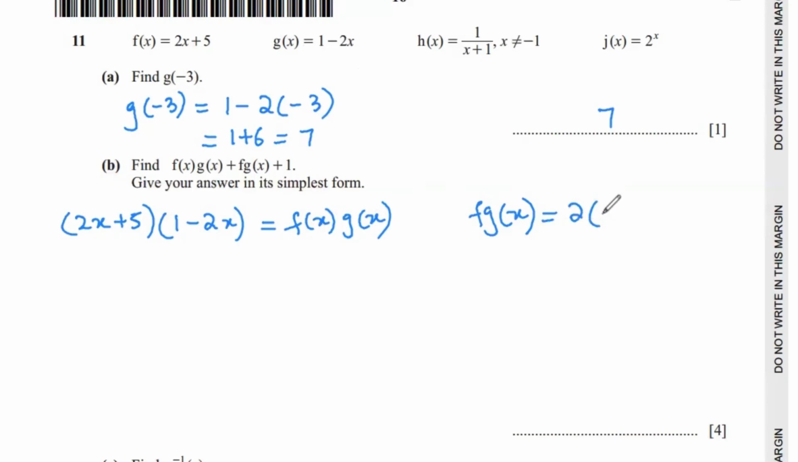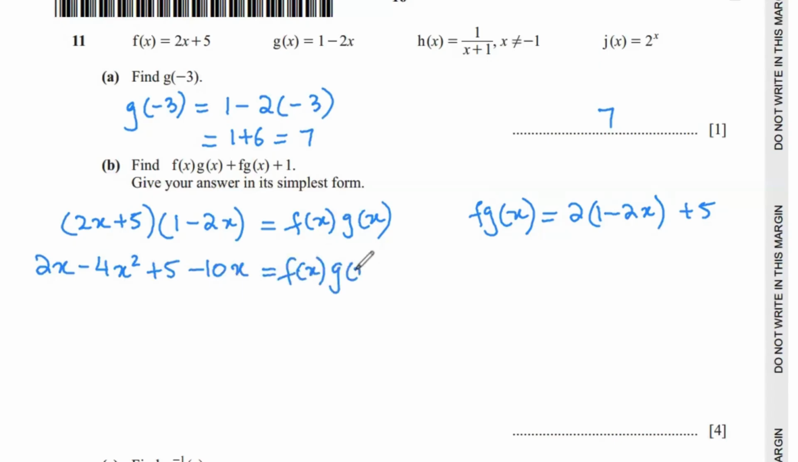That means g of x becomes the domain of f of x. So these two things are different. In the first case, you're multiplying the two functions. In the second case, you're substituting g of x into f of x. So now when you expand this, that's going to be 2x minus 4x squared plus 5 minus 10x, which is f of x times g of x. It simplifies to negative 4x squared minus 8x plus 5.